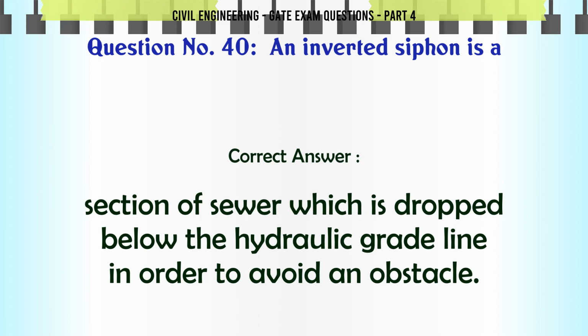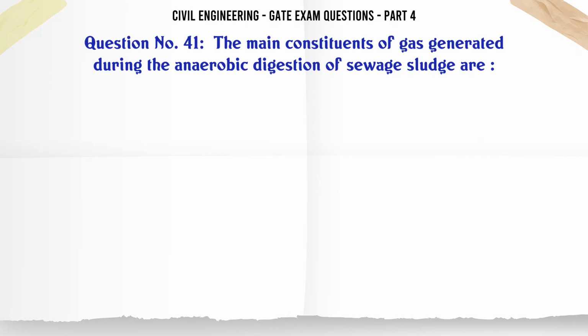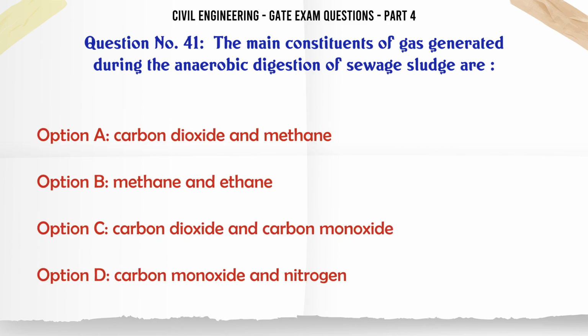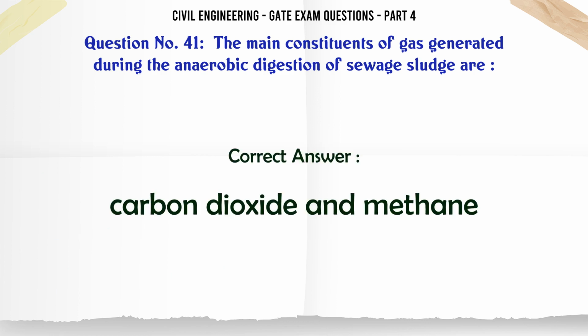The main constituents of gas generated during the anaerobic digestion of sewage sludge are: A. carbon dioxide and methane, B. methane and ethane, C. carbon dioxide and carbon monoxide, D. carbon monoxide and nitrogen. The correct answer is carbon dioxide and methane.